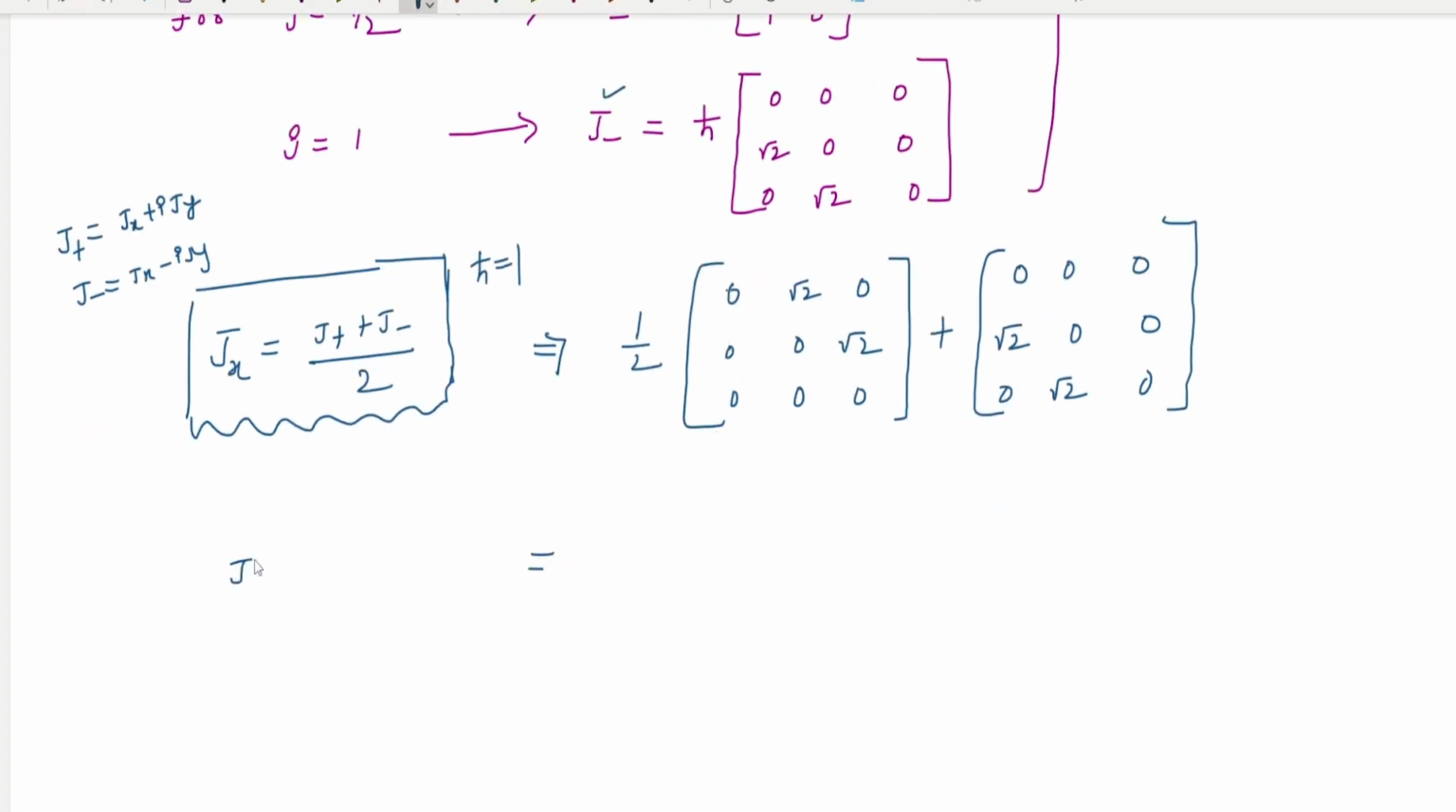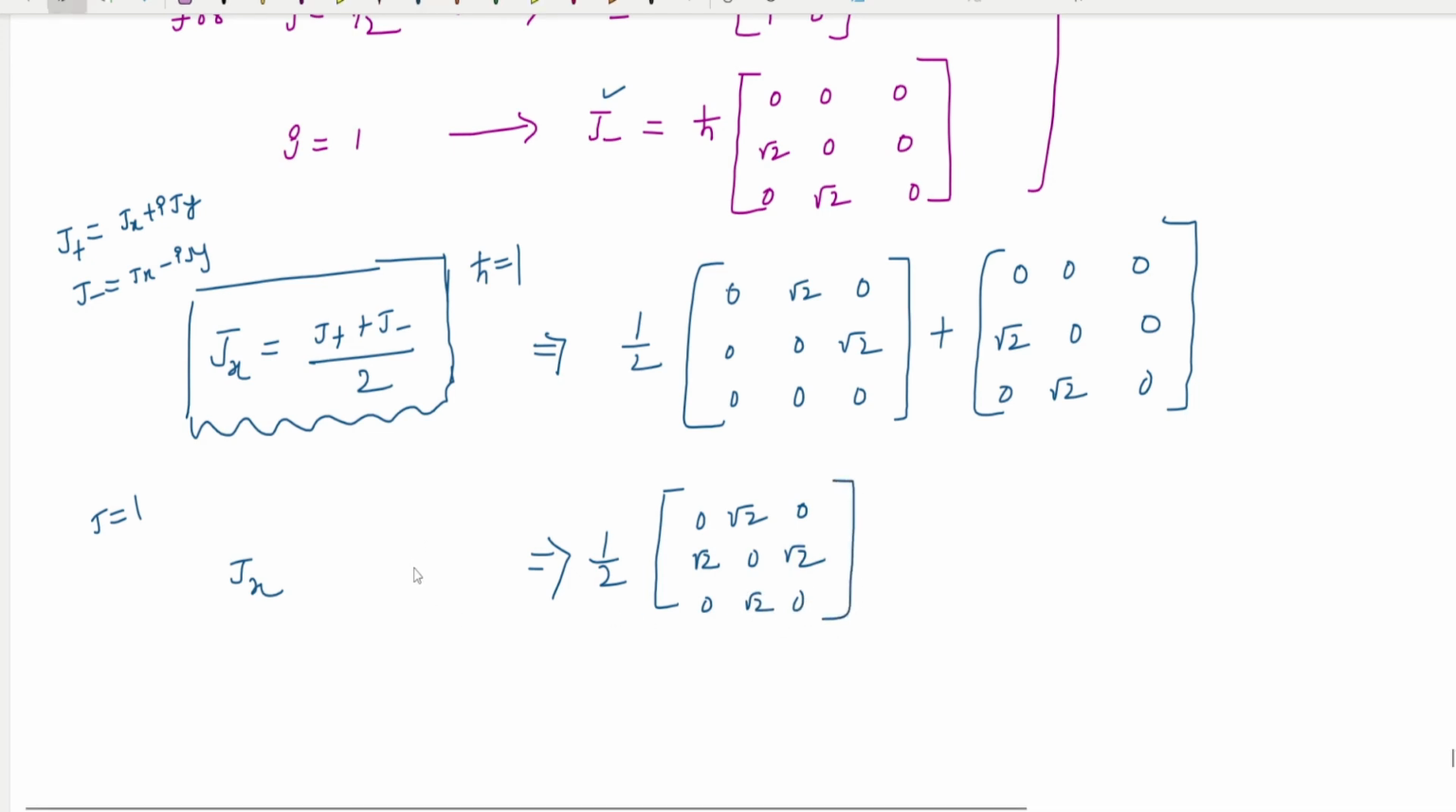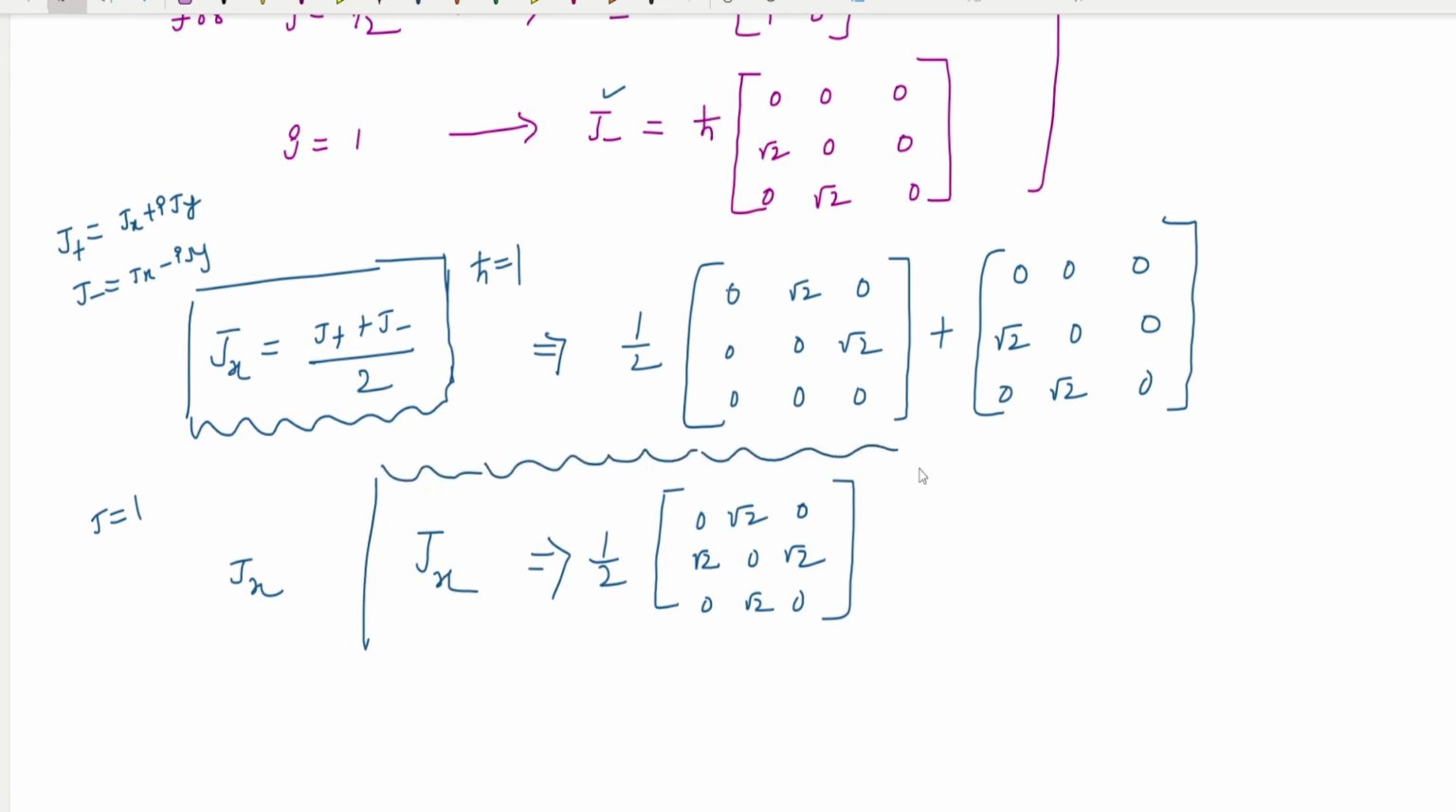What is Jx for j is equal to 1? We try to find the Jx value. J is equal to 1 divided by 2. Then you can add here 0, root 2, 0; root 2, 0, root 2; 0, root 2, 0. This is the answer, the Jx matrix for the j is equal to 1 condition.